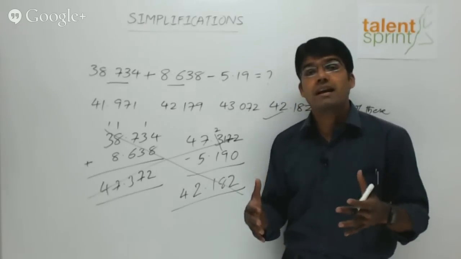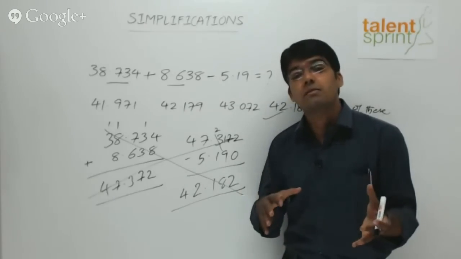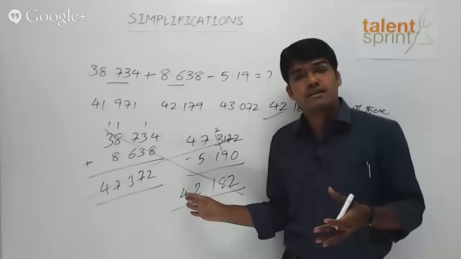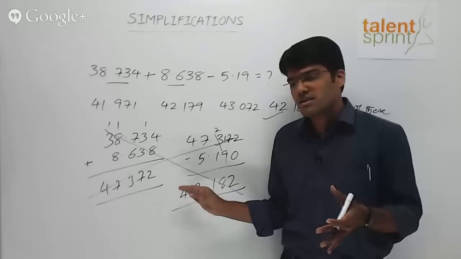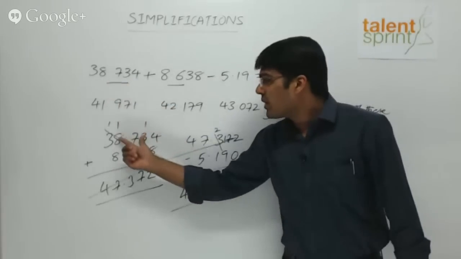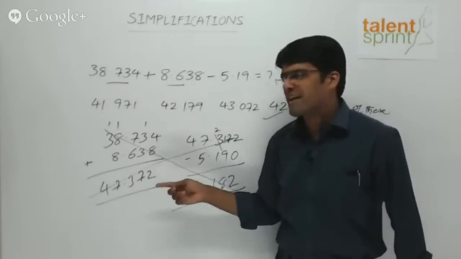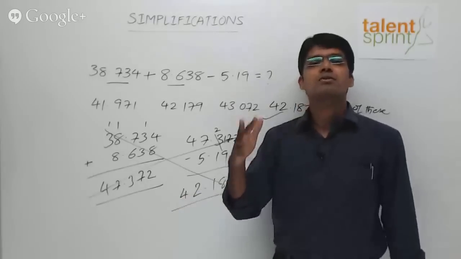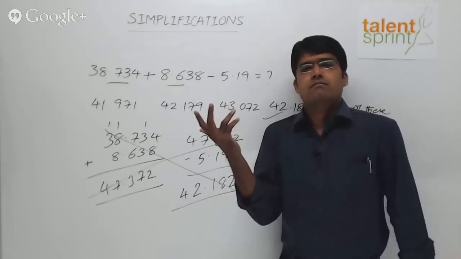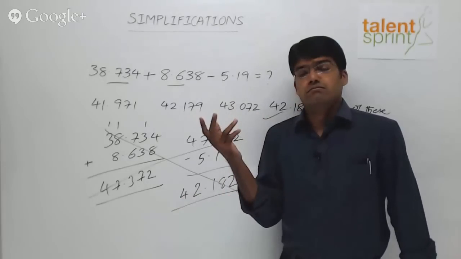No, the competition is high, the competition is huge. You can't be wasting your precious time in doing all this. Just look at the amount of time that we have wasted here. Though we get the right answer, you first write the numbers, 38.734, 8.638. Writing these two numbers itself will take about 2 seconds, not less than 2 seconds, 2-3 seconds.